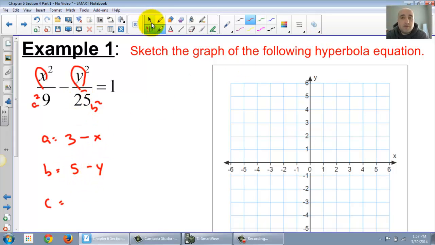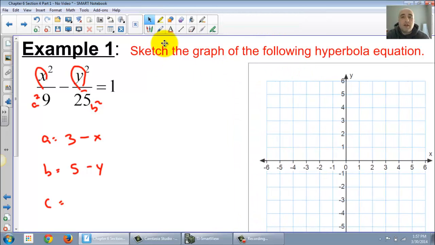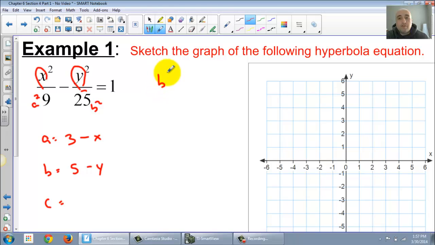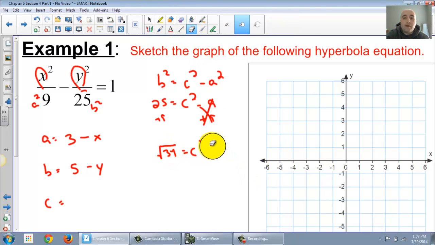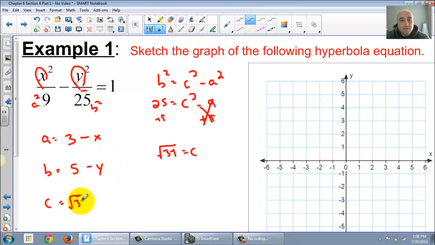What we need to do now is figure out c. For hyperbolas, it is b squared equals c squared minus a squared. So b squared is 25, c squared we don't know, minus a squared, 3 squared is 9. So I'm going to add 9 to both sides. c squared equals 25 plus 9, which is 34. I can get rid of my power of 2 by taking the square root, so c is the square root of 34.